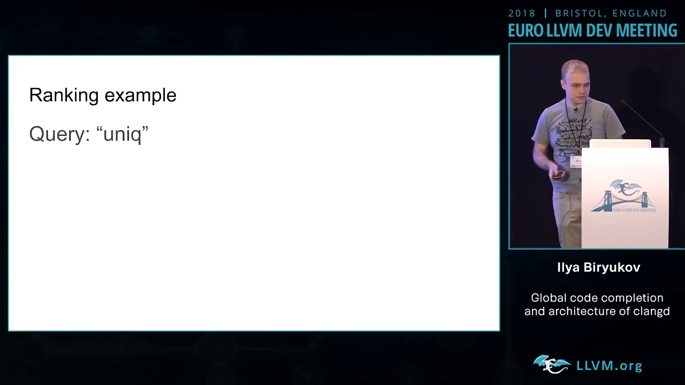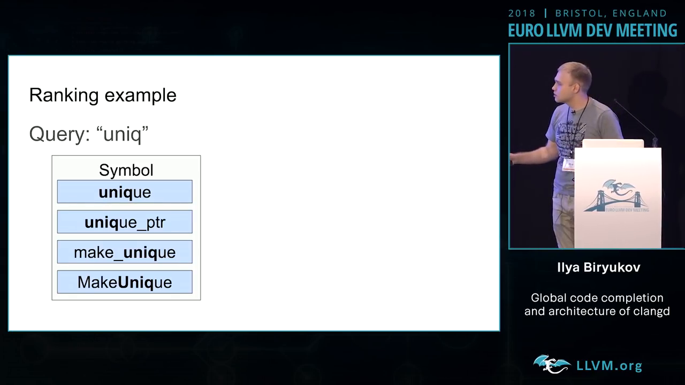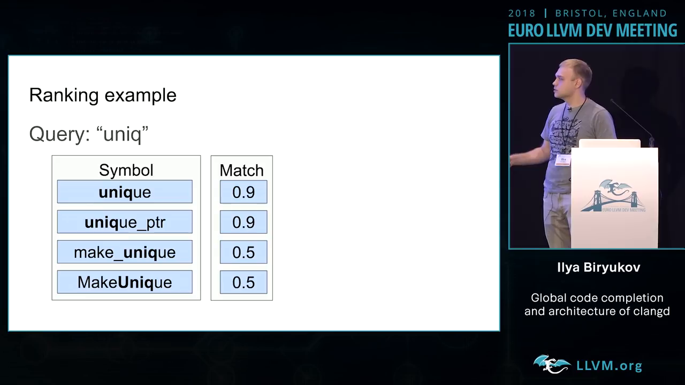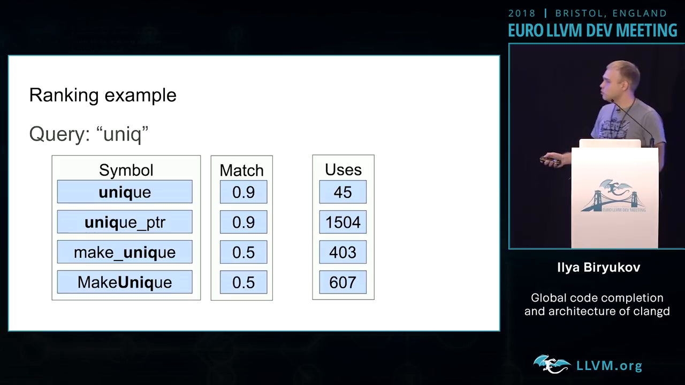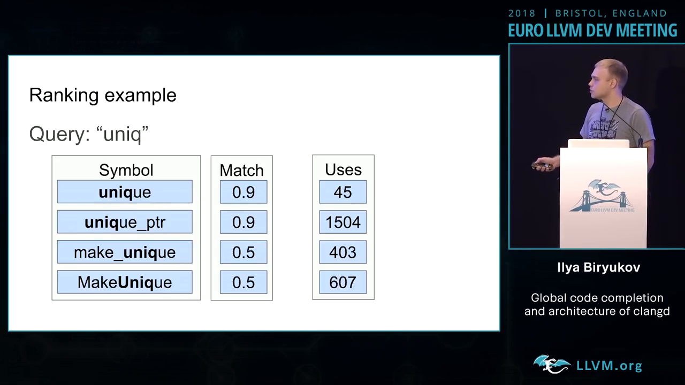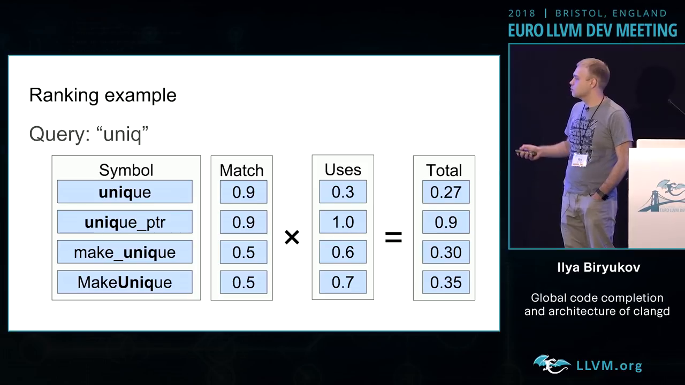For example, if you have a query like unique, and this is what the user typed, and you have these symbols, then you could see that, like, it's not really visible, but in bold you have the matches. We could say that the first match is really good. It is the prefix match of your symbol name, so it will get a high score. And unique_ptr is also a pretty good match. And then make_unique is a bit worse, because it's the second word. And then we look at the number of uses in your code base of the symbols, and we see that, well, unique had a pretty good match, but you never used it. unique_ptr, on the other hand, was used a lot. And the other things were also used more than the first one. So we normalize that to one, we multiply the results, and then we sort them according to this ranking.